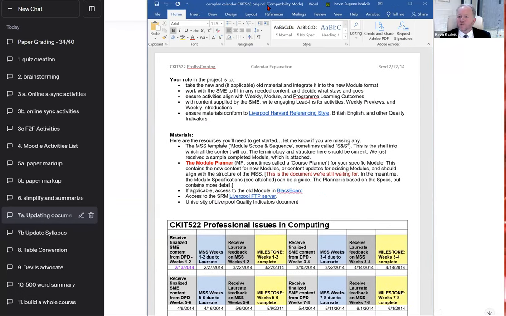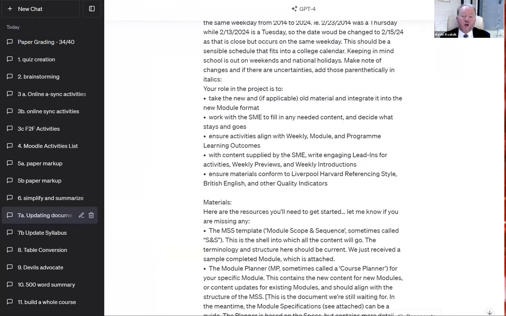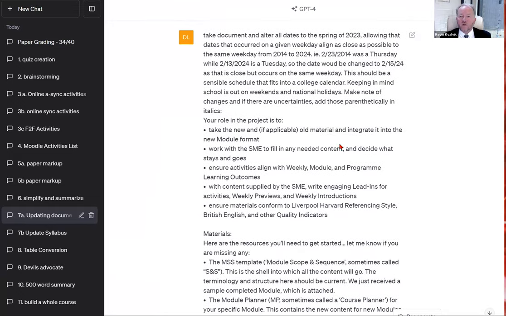So what I did was I copied the entire shebang, the table included, and then I pasted the whole works in here. And this is complex. If you're not understanding me, please interrupt, because this is going to be a bit of a rabbit hole, but it's really cool that you can do this. If you've got a class schedule set up where you have all the assignment dates set, and now the next year has passed and they no longer work, I say take the document and alter the dates to the spring of 2023, because that was 2014.